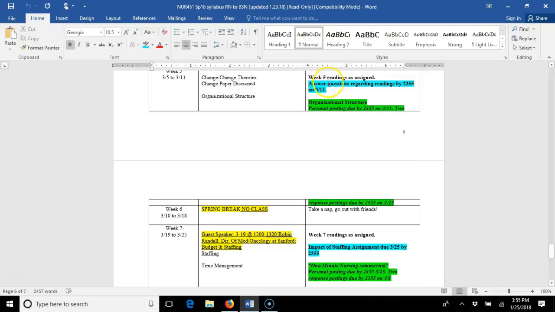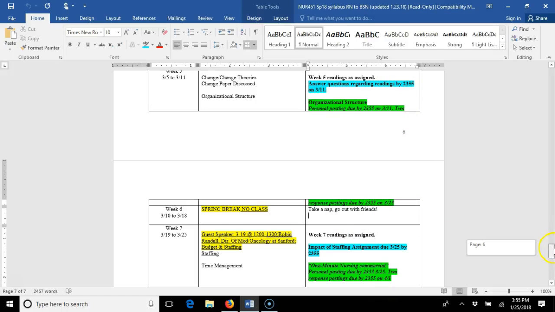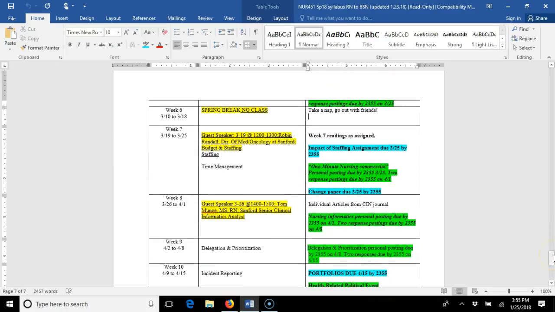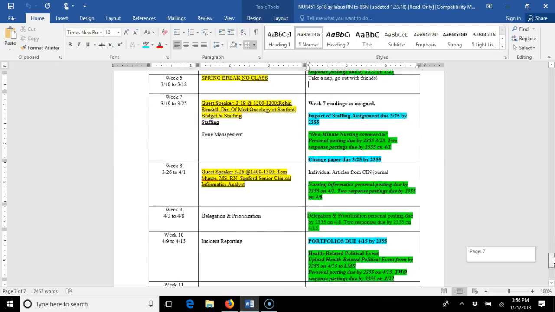So there are readings for this week. Please do those. And then there are specific questions to these readings that I want you to answer on a Word document and then subsequently upload that Word document onto the LMS so we can review it. There are also postings for this week on organizational structure, with the format of one initial posting and then 2 subsequent postings. This week there's no spring break, no classes, so you can relax a little bit, spend it with family, friends, and just relax a little bit.